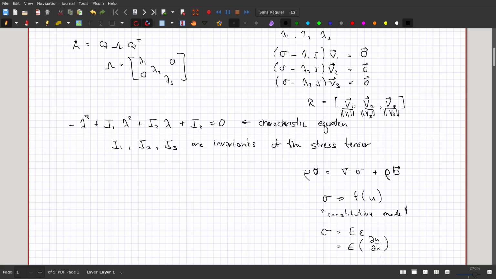So what we would like to do is develop constitutive models with respect to the invariance, because those are invariant to a rotation, right? You'll get the same relationship between stress and strain no matter how you rotate it if you use the invariance.